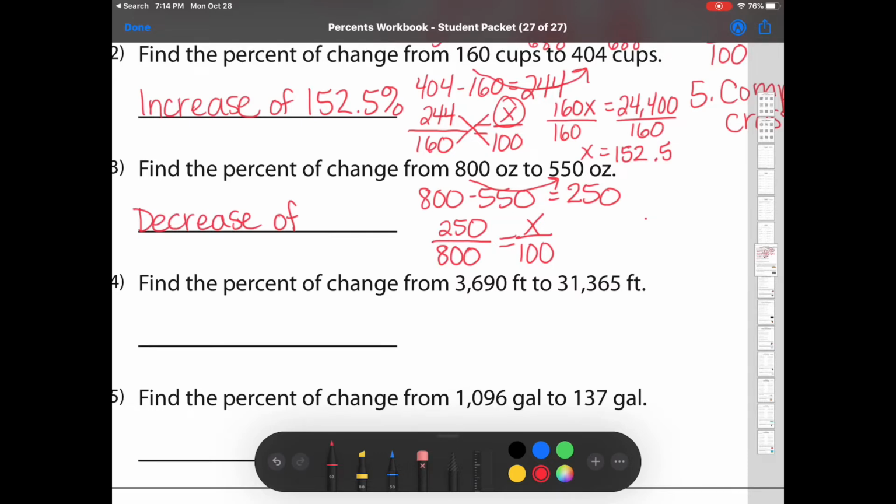Now some of you might notice that if I divide 800 by 8, I can get 100, which means I could do the same thing. 250 divided by 8 would give me my x. Cross products is not the only answer. Cross products is just one of the possibilities that you can do, but it's not the only one that exists. So whatever you feel comfortable with is totally fine. So this means that x equals 31 and 25/100ths. So that means that there was a decrease of 31 and 25/100%.